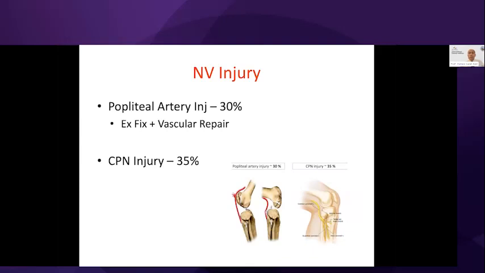Popliteal injury is up to 30%, sometimes goes up to 40 and 50% in some studies. If that's the case, you need a vascular surgeon to come in and repair. At that time, the orthopedic operation will be delayed. You need to do an external fixator, and the vascular surgeons will be working. Common peroneal nerve injury, again, is almost 1/3 of the cases will have that, so you must examine for that.